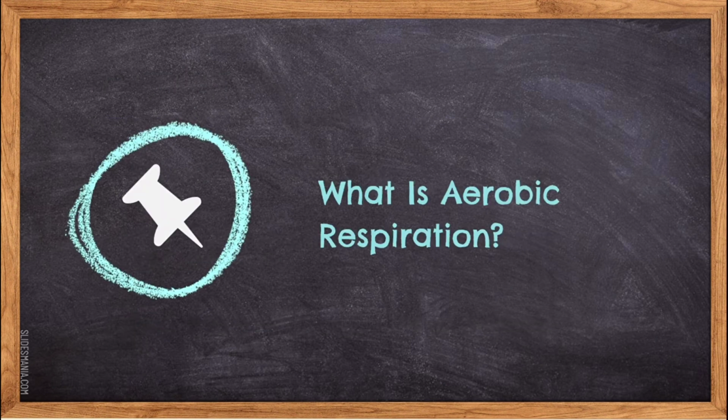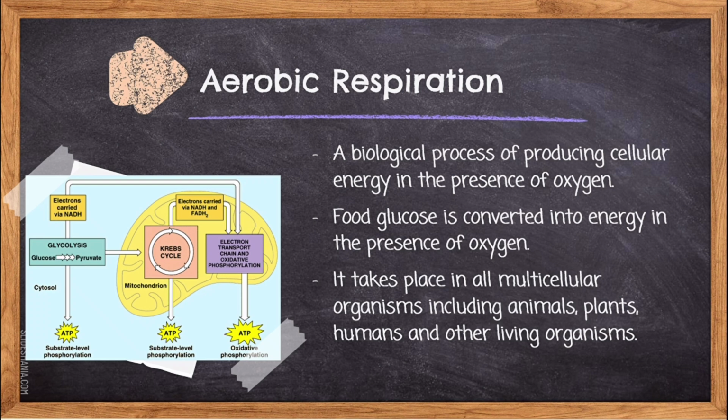What is aerobic respiration? Aerobic respiration is a biological process of producing cellular energy in the presence of oxygen. It is the aerobic catabolism of nutrients to carbon dioxide, water, and energy. Food glucose is converted into energy in the presence of oxygen. In contrast, anaerobic respiration does not use oxygen. Respiration is used by all cells to turn fuel into energy that can be used to power cellular processes.